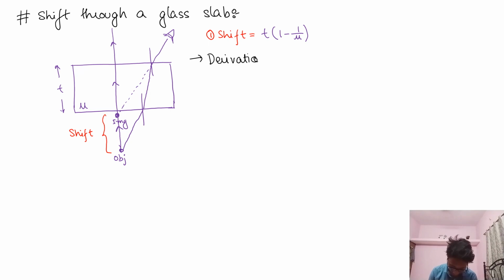In earlier slides, we learned that refraction through a plane surface is given by mu R by v minus mu I by u is equal to 0 for a plane surface, or v by u is equal to mu R by mu I. This is the formula for refraction through a plane surface. Now see the surface out here.